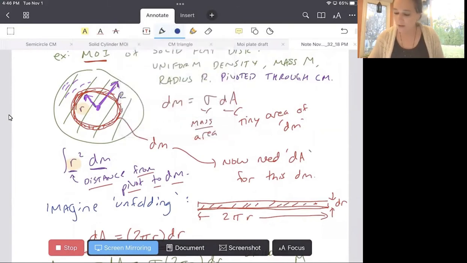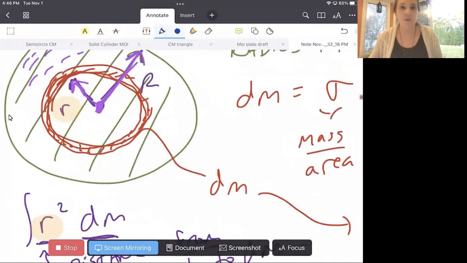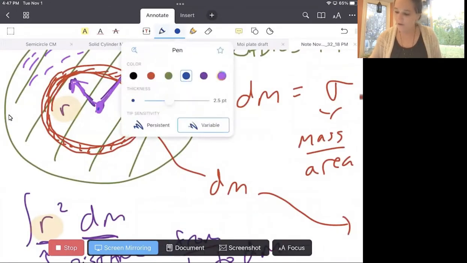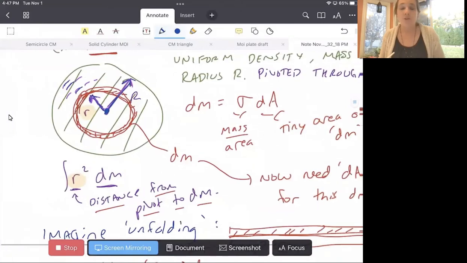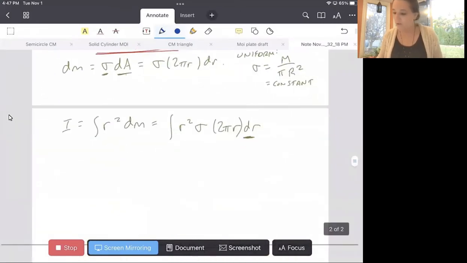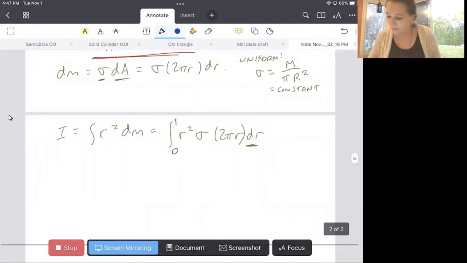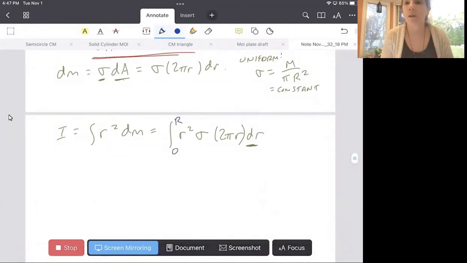So if I look at this diagram, I can see that I'm going to add up all the way from the center of the circle, where r is going to be equal to 0, all the way to the dm's out to when r is equal to the end of the object, capital R. And so I want to go from 0 to capital R to add up all of the r squared dm's for my whole object. So the limits then become 0 to R of r squared sigma 2 pi r dr.